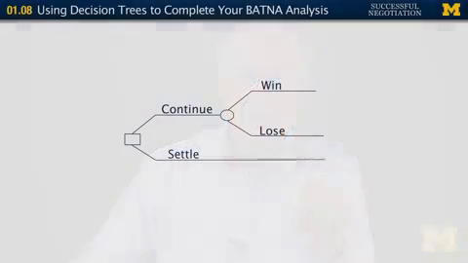Now, let's look at how you can analyze this question by using a decision tree. A decision tree looks very much like a tree on its side. And the decision in a decision tree is represented by a square or a rectangle, as we have here. The decision is, do you continue with the litigation or do you settle? And then uncertainties in your decisions are represented by circles. And the uncertainty is, if you continue, will you win or lose? So you start your decision tree analysis with step one by drawing a picture of the decision.